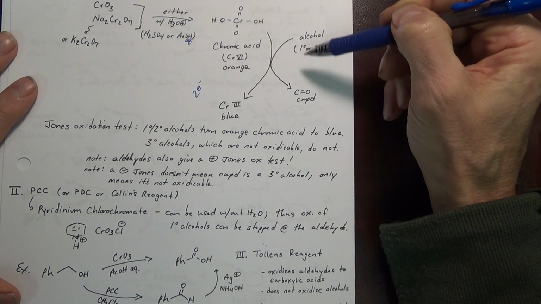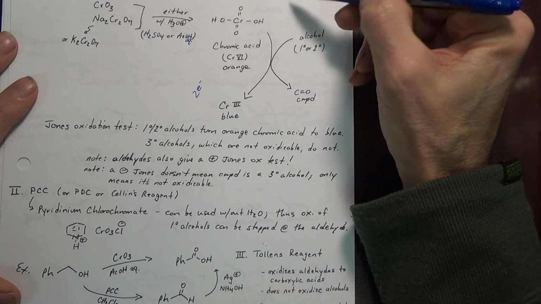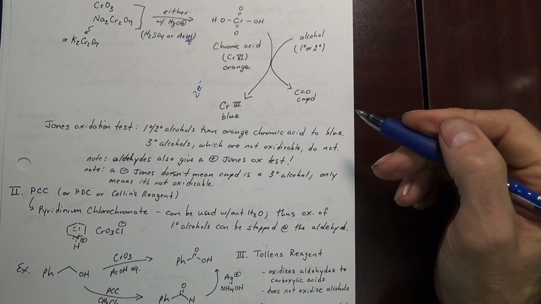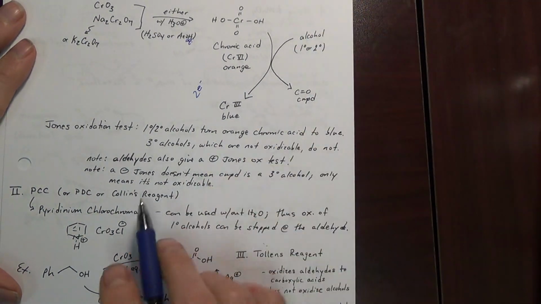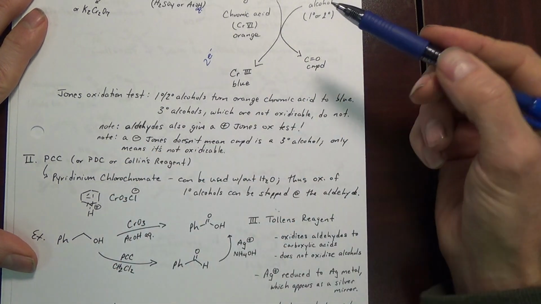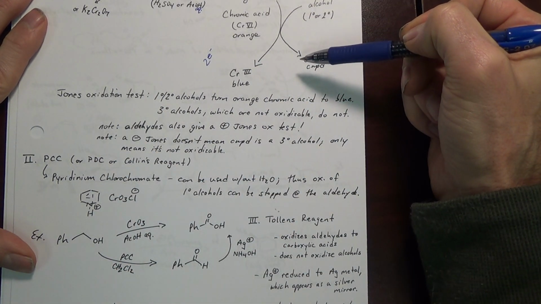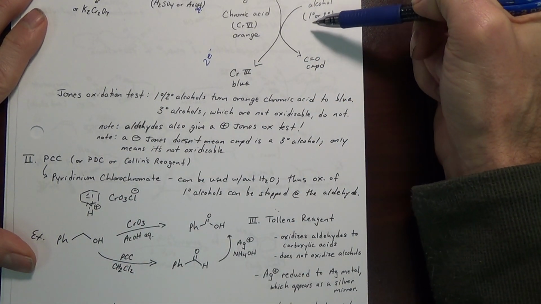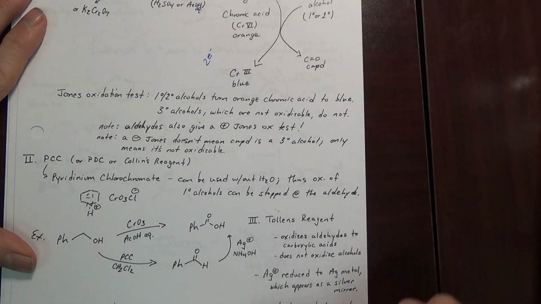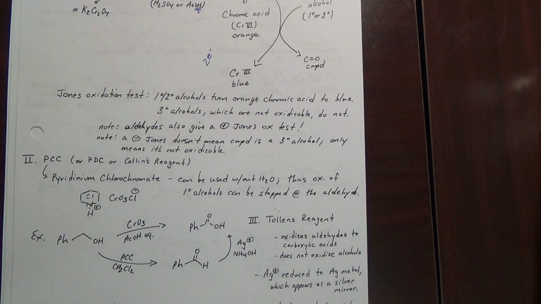Assuming it's an alcohol, because there are many other things that will not be oxidized. I mean, maybe it's just an alkane. I'm assuming that you first determine that you have an alcohol. Then the Jones oxidation test will tell you if you have a primary or secondary versus a tertiary. Okay?